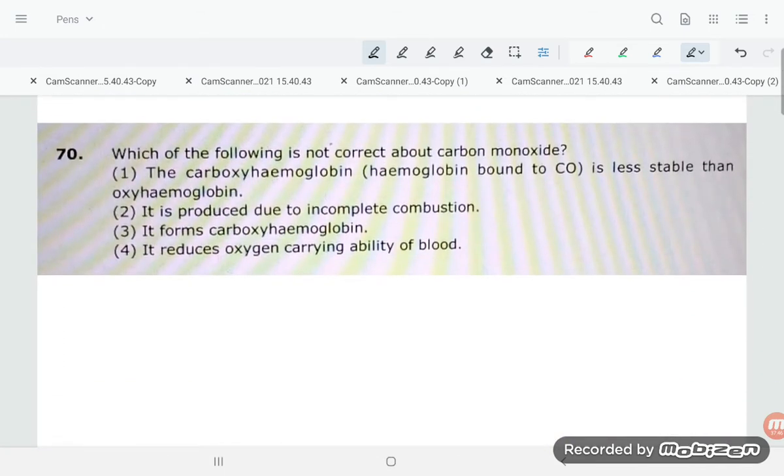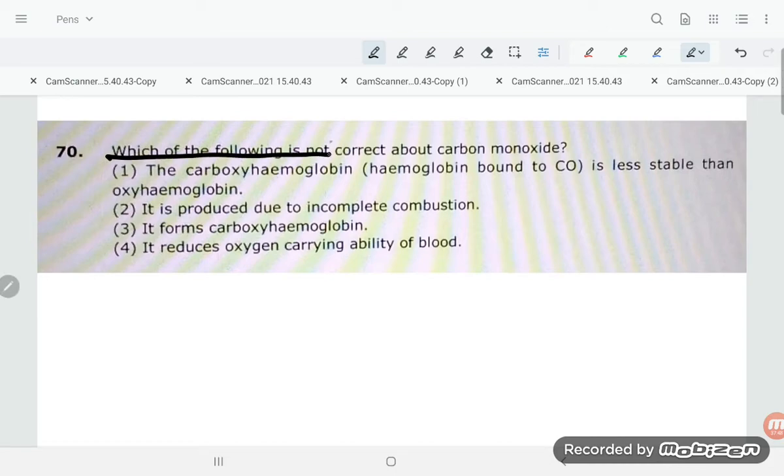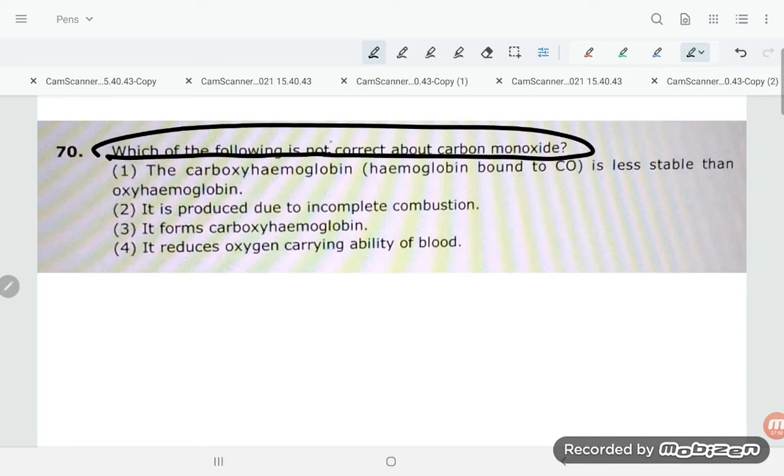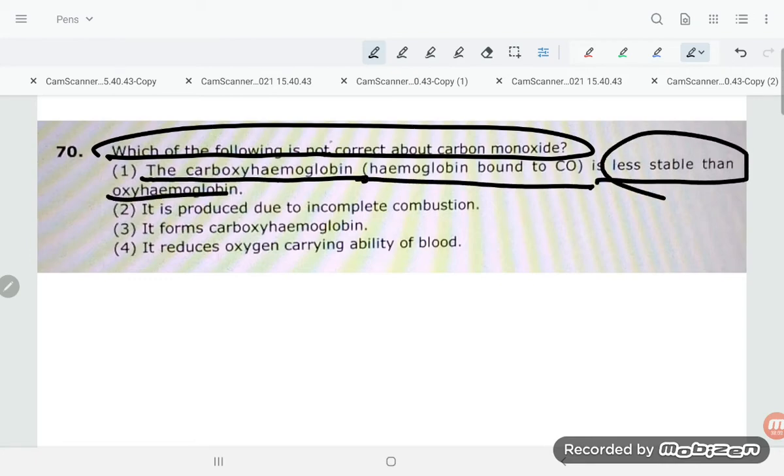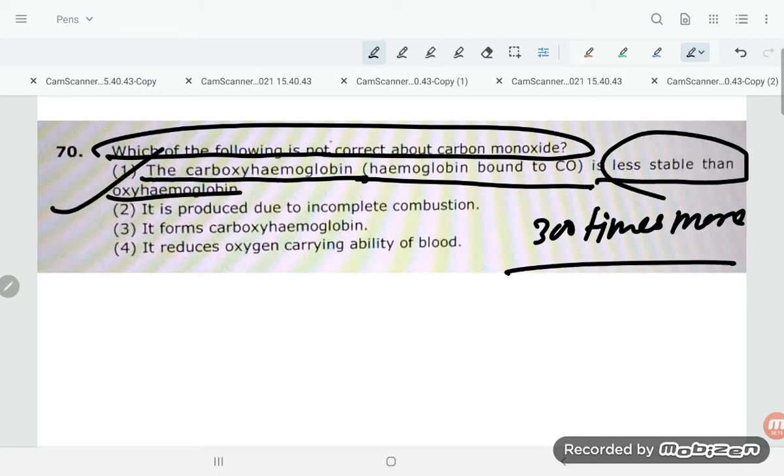Now move on to question number 70. Which of the following is not correct about carbon monoxide? The first option: the bond of carboxyhemoglobin with CO is less than oxyhemoglobin. No, it is 300 times more, not less, 300 times more than oxygen. So this is wrong, so the first option is itself our required answer.